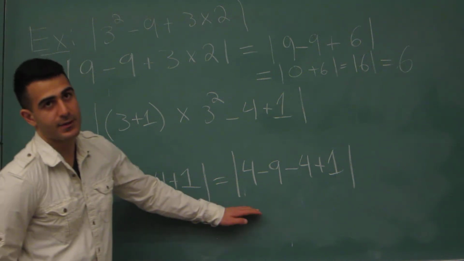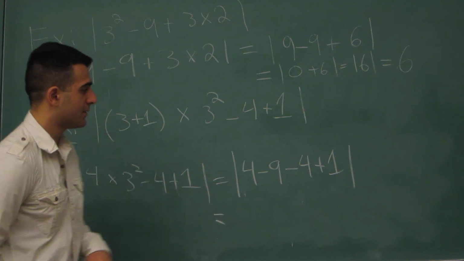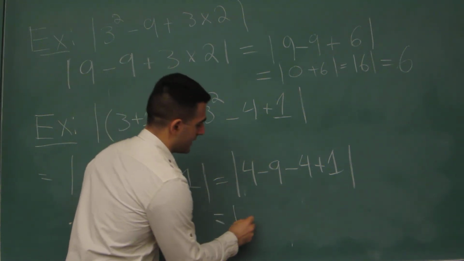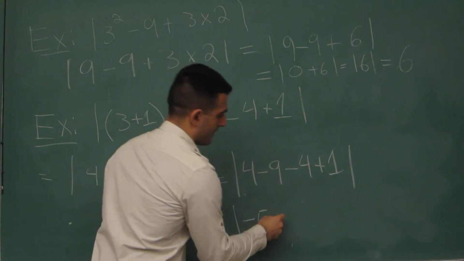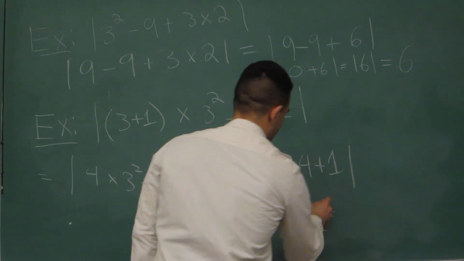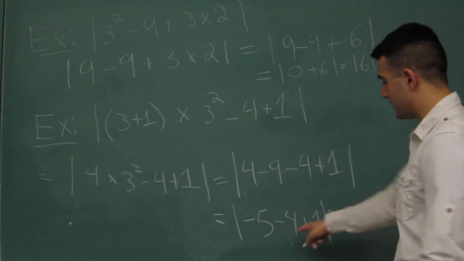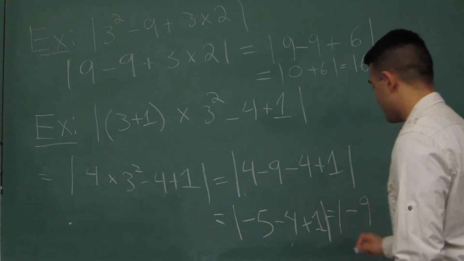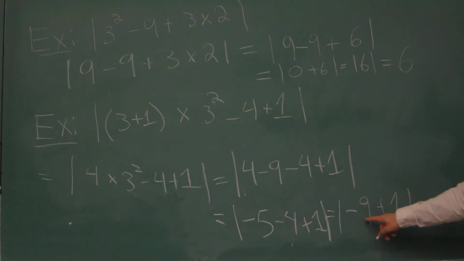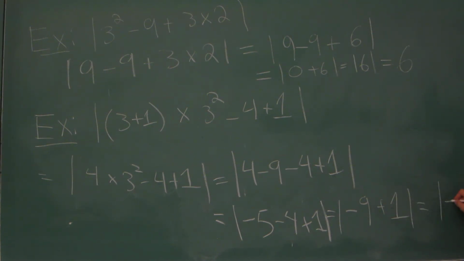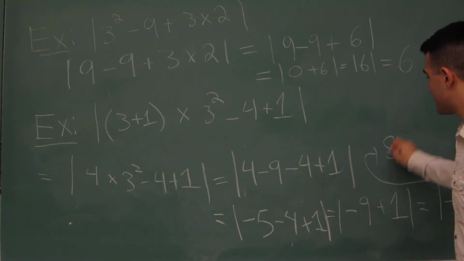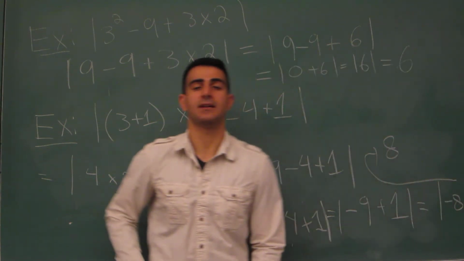Okay, and now we're just left with addition and subtraction. So let's do that. So here we have -5 minus 4 plus 1, which is equal to what? This is -9 plus 1. And then we evaluate -9 plus 1, which is -8. The final result is 8, because the absolute value of -8 is 8.